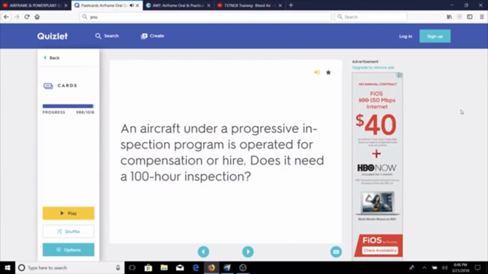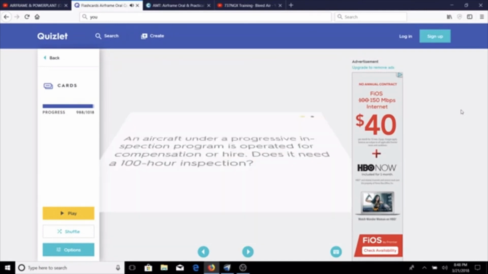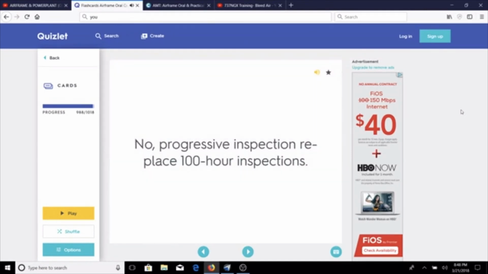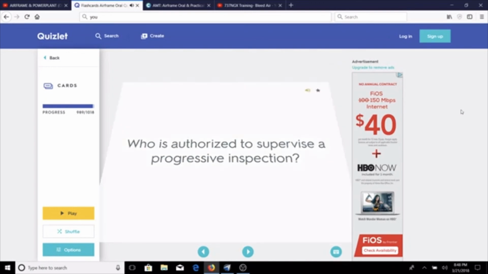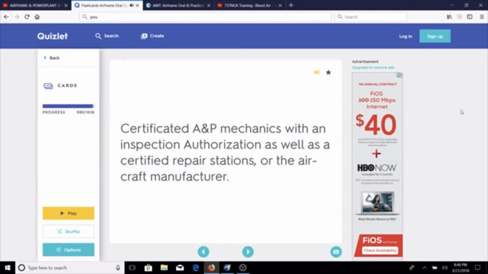An aircraft under a progressive inspection program is operated for compensation or hire. Does it need a 100-hour inspection? No, progressive inspection replaces 100-hour inspections. Who is authorized to supervise a progressive inspection? Certificated A&P mechanics with an inspection authorization as well as certificated repair stations or the aircraft manufacturer.